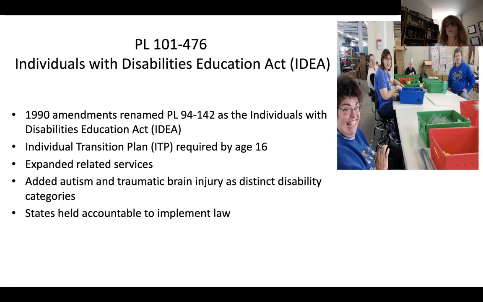Most school districts, in actuality, create these transition plans as early as when a child is 14 years old in order to look at what the plans are going forward for that child as they go into late adolescence and early adulthood. It also expanded related types of services and added 2 categories, autism and traumatic brain injury, as distinct disability categories. It also states that states are held accountable to implement the law.